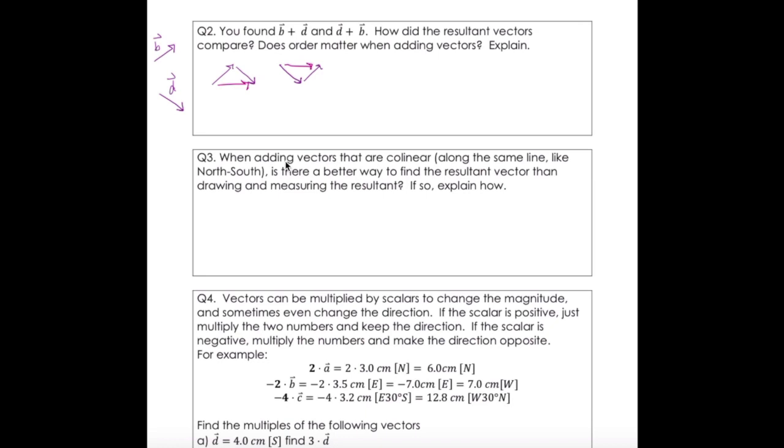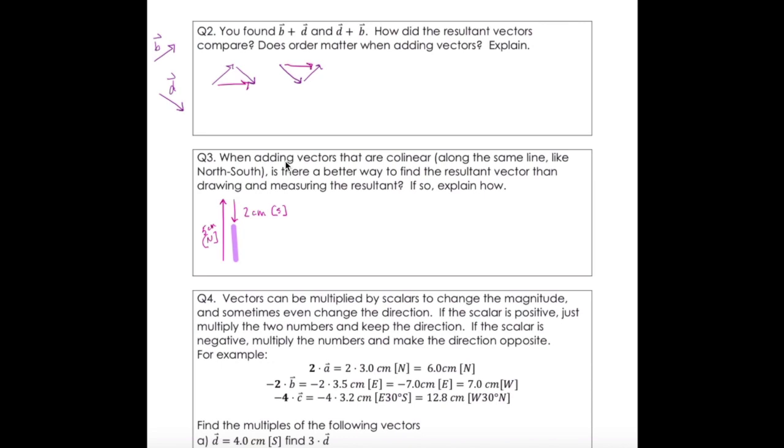When adding vectors that are collinear along the same line, that are north and south, is there a better way to find the resultant vector than drawing and measuring the resultant? If we were using to-scale drawings, and say I had a ruler, and I have a vector that is 5 centimeters north, and then I have a line that is 2 centimeters south, I can measure this to find what the resultant vector would be.